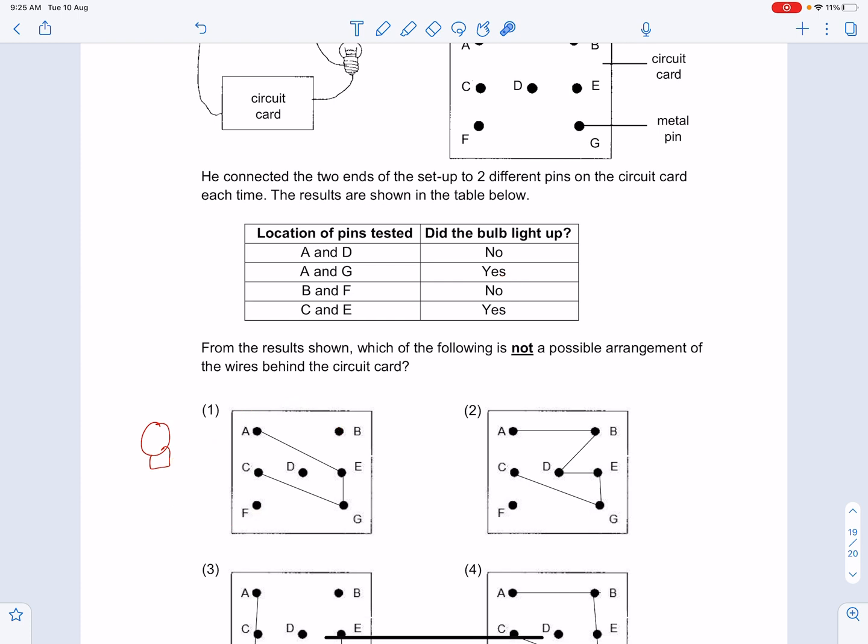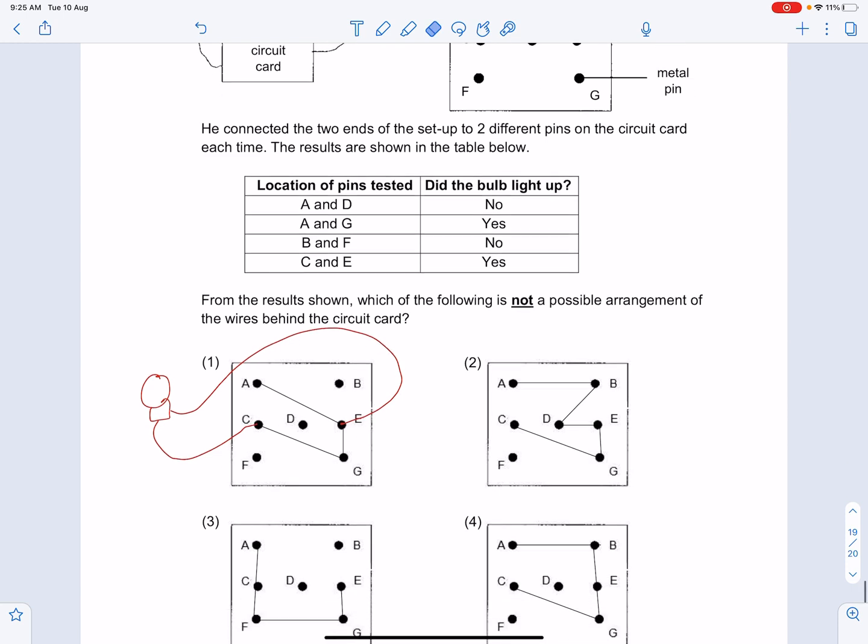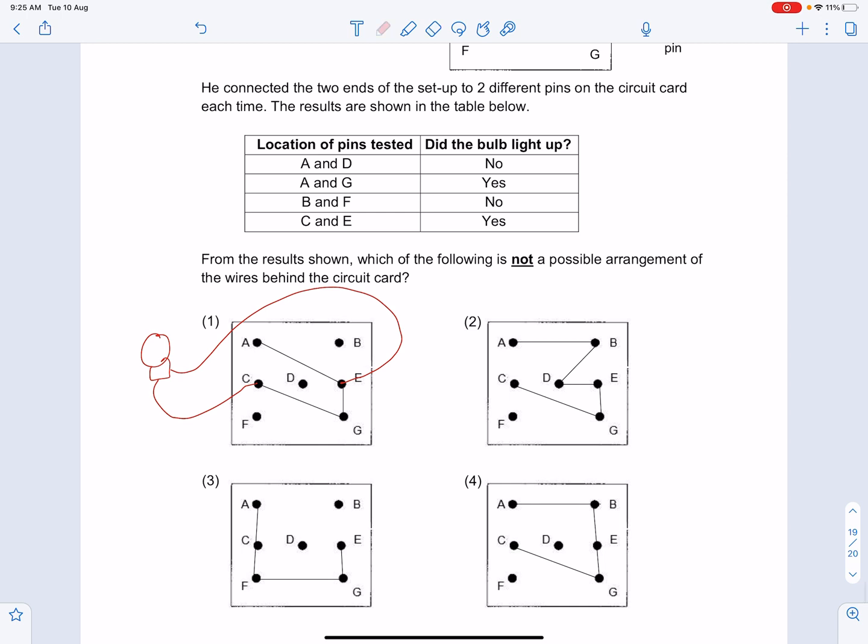And then the next one, you have C and E. One end goes to C, the other end goes to E. It will light up because it's a complete circuit. So this is correct. So 1 is actually not the answer because it will light up. Then you move on to the next one and try again.